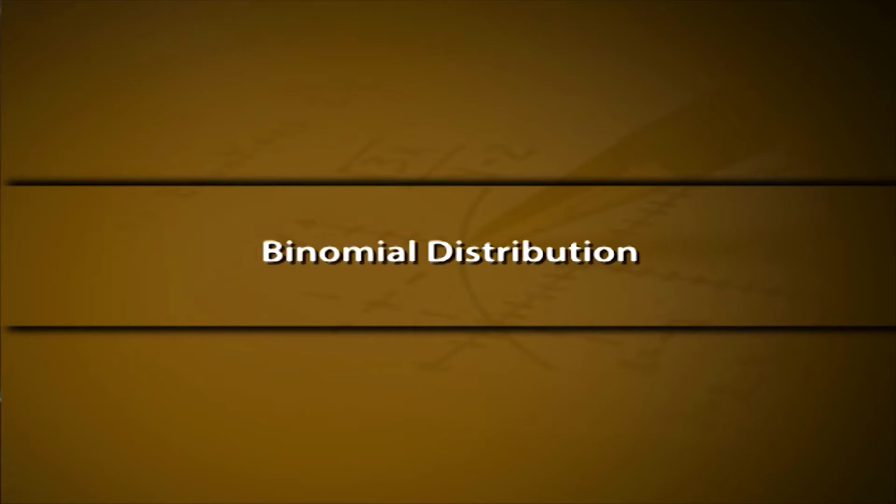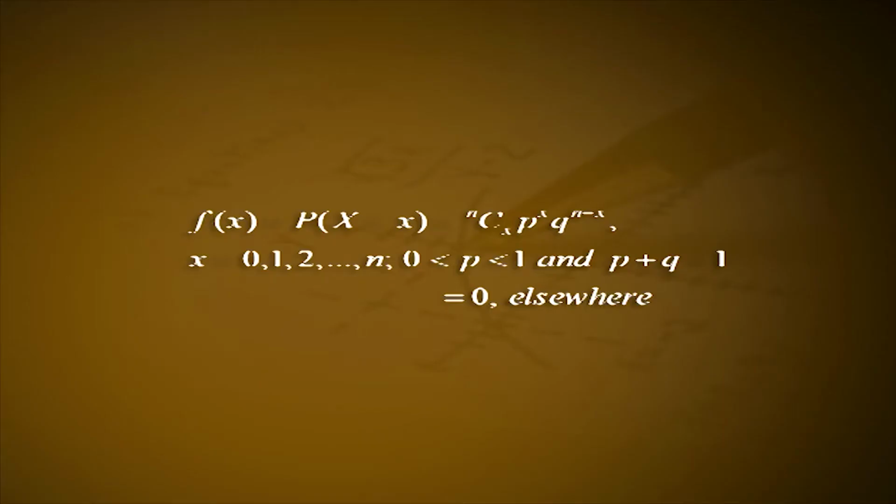Binomial distribution. A random variable x is said to follow the binomial distribution with parameters n and p if it has the probability mass function f(x) = P(X = x) = nCx p^x q^(n-x) for x = 0, 1, 2, etc., n, where 0 < p < 1 and p + q = 1, and f(x) = 0 elsewhere.